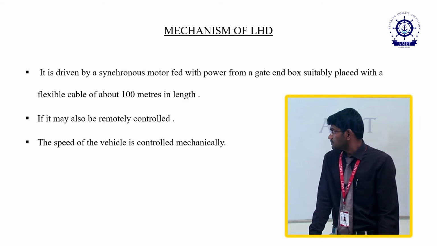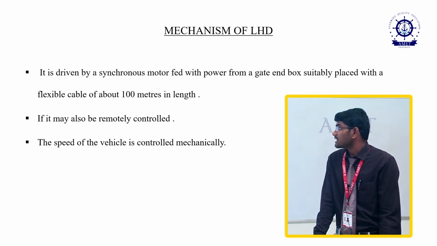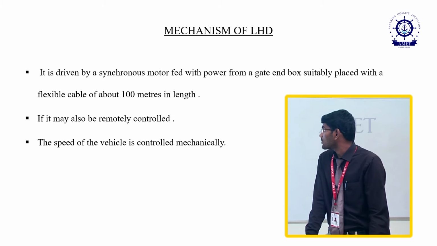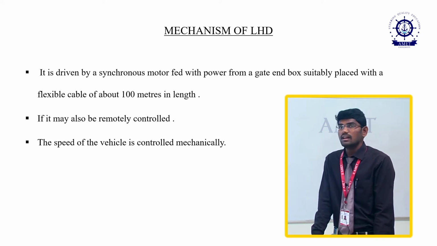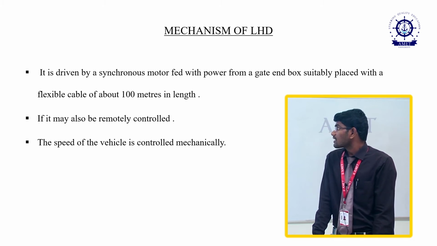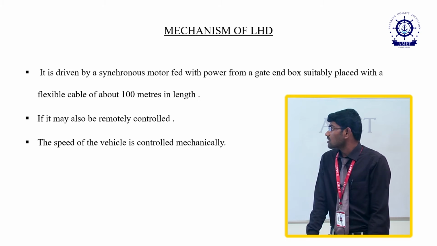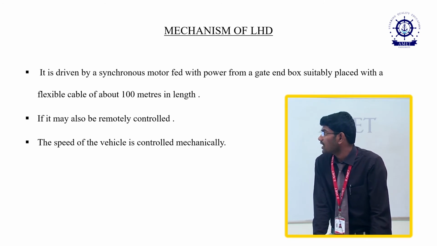Main part of LHD is the mechanism of LHD. The mechanism of LHD is, it is driven by a synchronous motor fed with power from the gate end box, suitably placed, through a flexible cable of 100 meters in length. That cable is supported and connected to the gate end box, and current is supplied from the gate end box to the vehicle to run the electrical motor in the LHD. It is also controlled by remote control; most modern LHDs are of the electrical and remote control type.